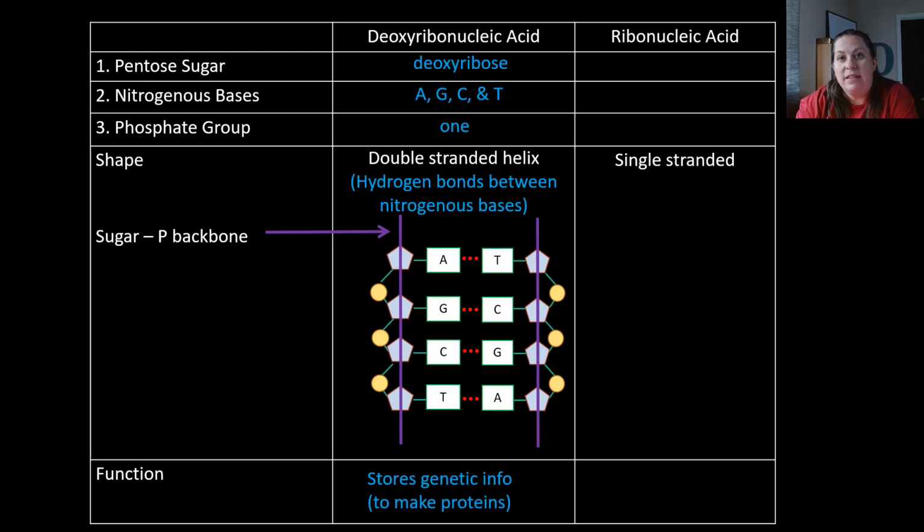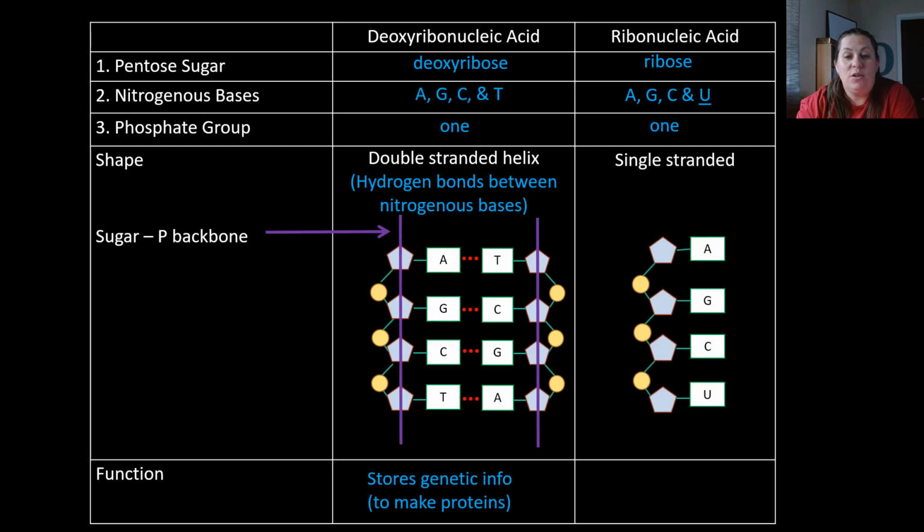On the ribonucleic side, or RNA side, the sugar is ribose. We see that it's going to have the bases A, G, C, but instead of T, they have U. There is still one phosphate per nucleotide, and it is going to be a single strand. You will still notice that there is a backbone of sugar, phosphate, but it's a single strand. Now, the purpose of RNA is to carry out the actual production of proteins. The RNA is required in order to make proteins.